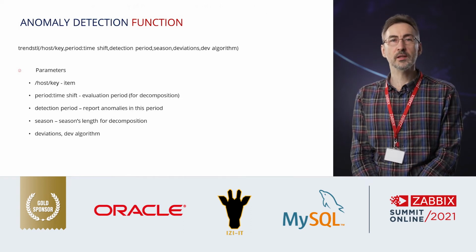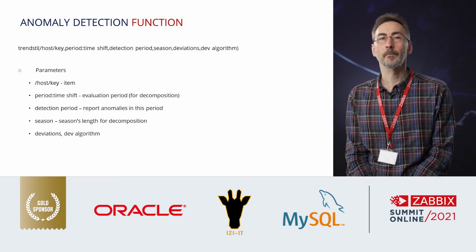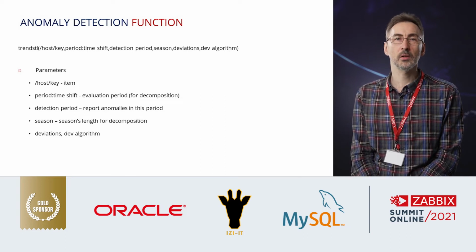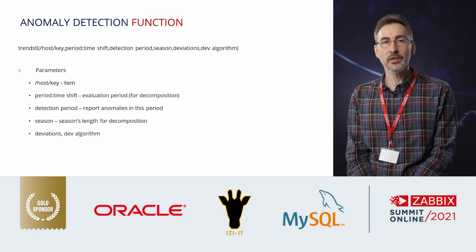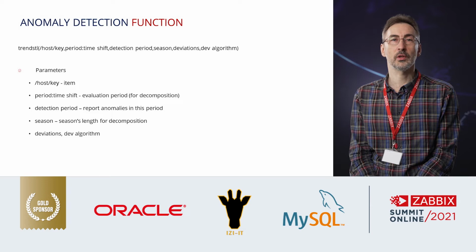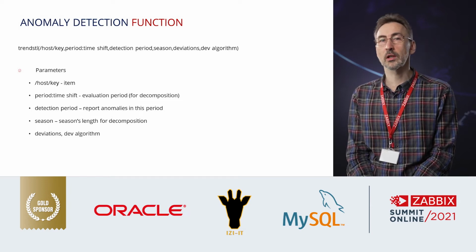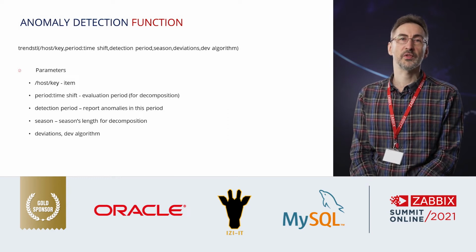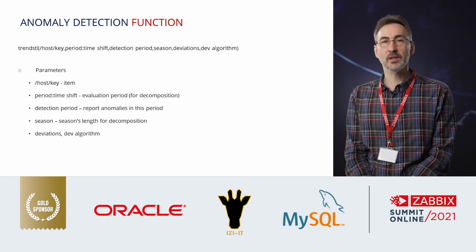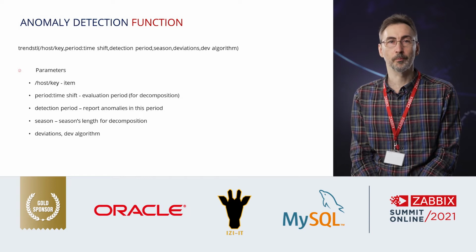The second one is the detection period, the period we report anomalies for. It uses the same units, hours, days, months, etc., but without a time shift. We need this period because typically we want to analyze the longer period into the past to get more accurate results, yet we are not interested in all anomalies for that long past period. The third parameter is a season. It is the length of season fed into the decomposition algorithm.